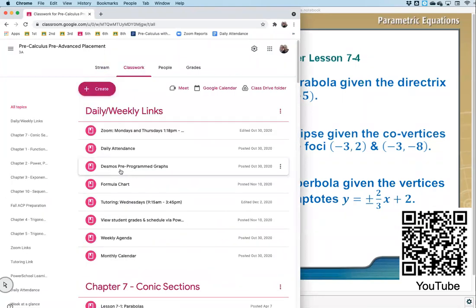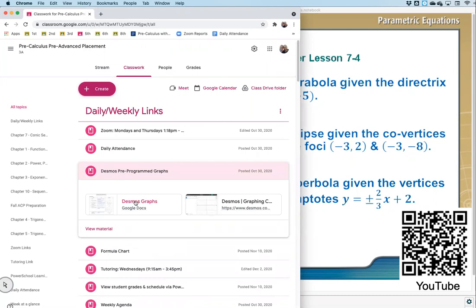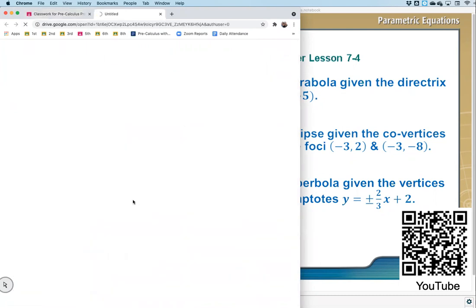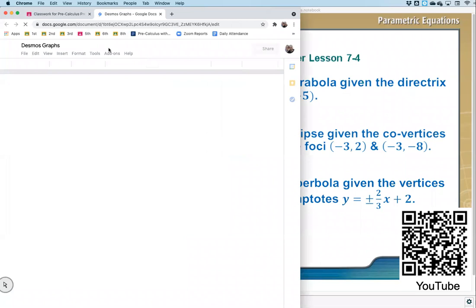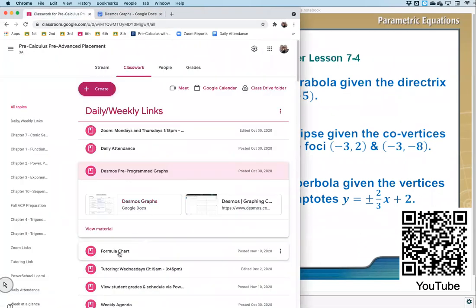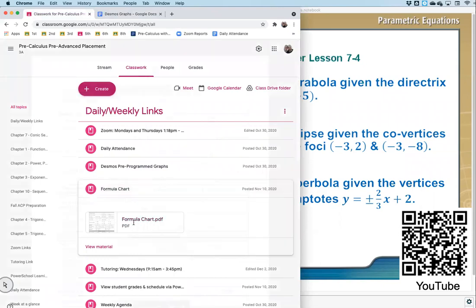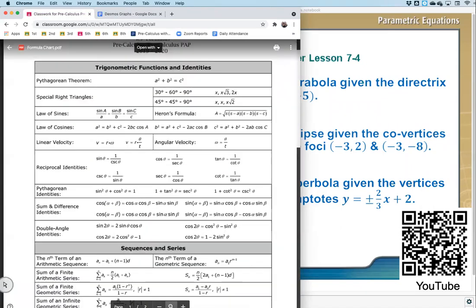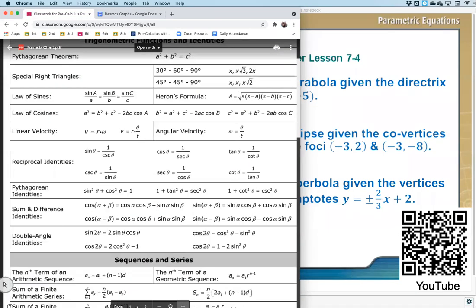Today we will use the Desmos pre-programmed graph, so I'd recommend you go ahead and click that. Today the lesson itself is built on using graphing tools, so you need to open this up. Even if you prefer algebra, you still need to open this up for today. And not only that, I'm going to be using the formula chart exclusively on the bellringer. I will use the formula chart, that is to say.